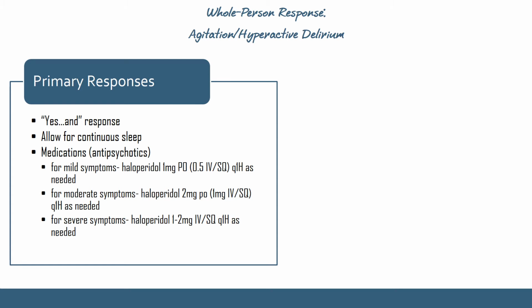For mild symptoms, start with 1 milligram PO or 0.5 IV or sub-Q every hour as needed. For moderate symptoms, you're going to increase to 2 milligrams PO or 1 milligram IV or sub-Q every hour as needed. And then for severe symptoms, 1 to 2 milligrams IV or sub-Q every hour as needed, especially when they're at risk for harming themselves or others.